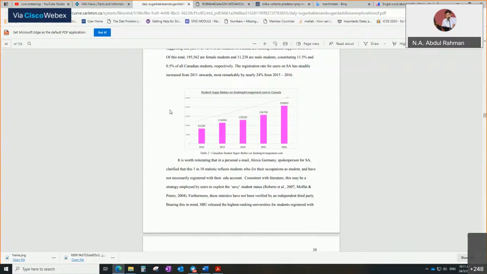Some of us might see this as a very bad thing, but from a different perspective, we see that there are struggles among students. There are some explicit reasons why they get involved in these sugar babies, sugar daddies arrangements, and that has been studied a lot by researchers. But we see that the trends are increasing every year. And I believe in 2021, with all these COVID things, the number will keep increasing.